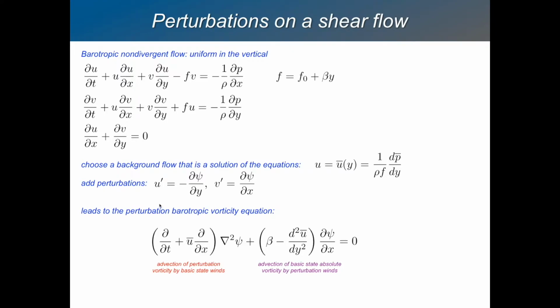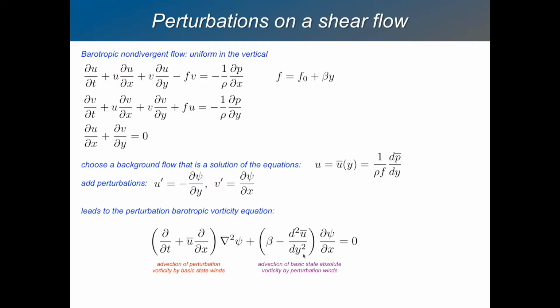So you know how to find the vorticity equation, don't you? Just take the curl of these momentum equations: d by dx of one minus d by dy of the other one. And what you'll end up with is, again, a perturbation vorticity equation where you have one term where you have the advection of the perturbation by the basic state flow, and another term where you have the advection of the basic state absolute vorticity by the perturbation flow. The difference now, you see, is that we have meridional variations in the basic state flow. Okay, that's what we didn't have before.